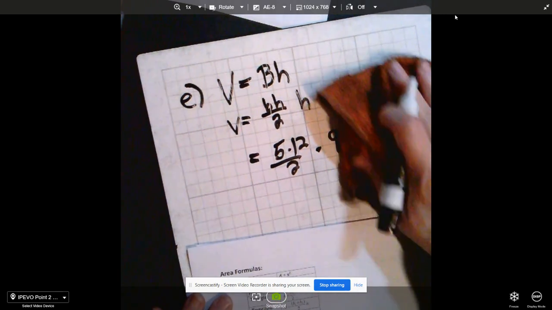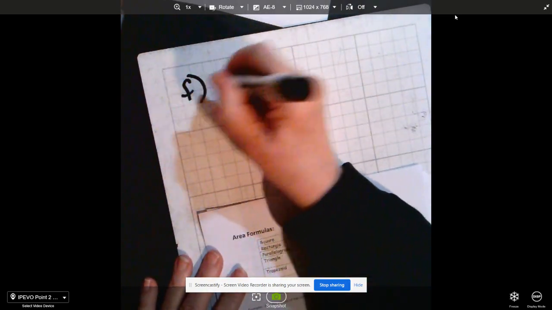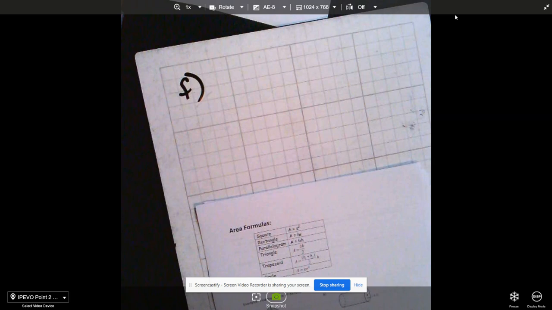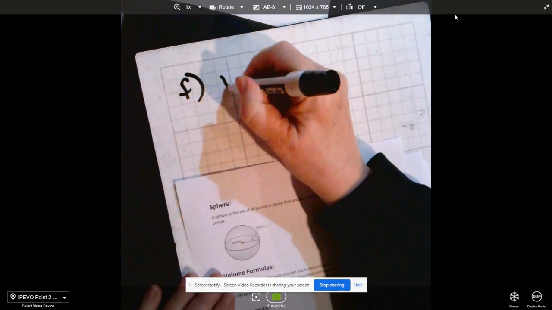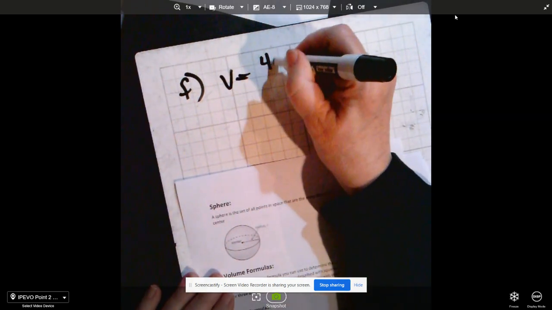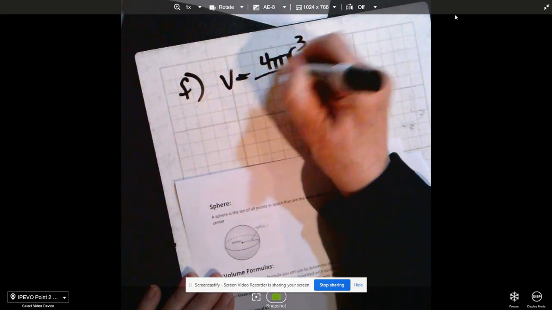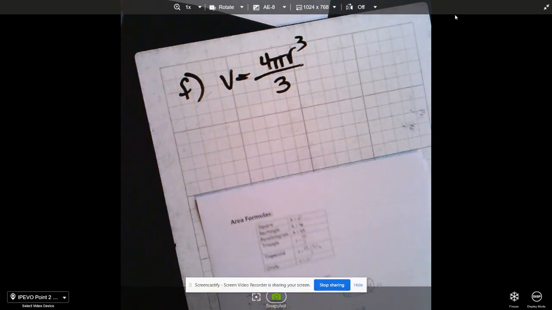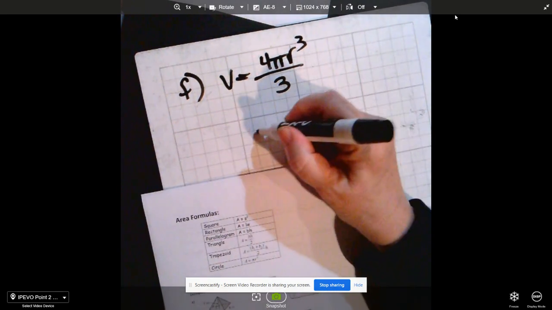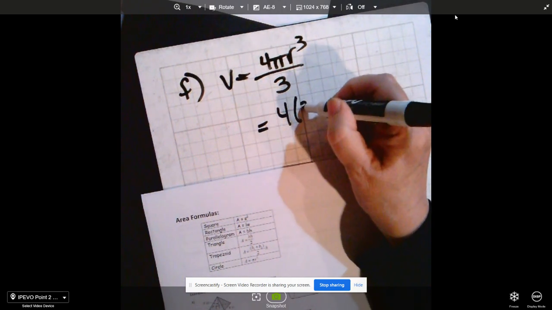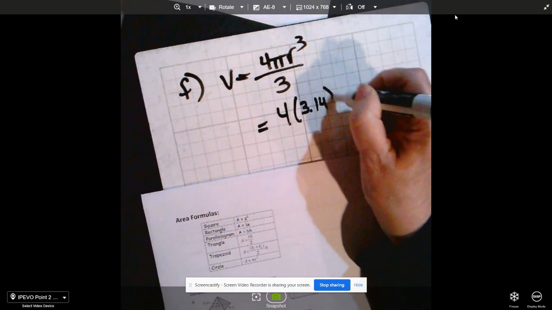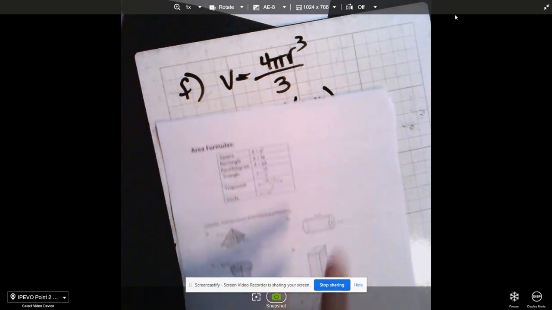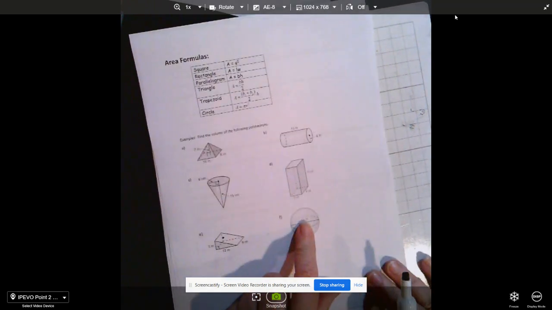And F is our sphere. Again, not really a polyhedron. And the sphere formula for volume is 4 pi r cubed divided by 3. So 4, remember for pi, we're going to use 3.14. And now I need the radius. Well, if you look at this, they've given me the diameter.